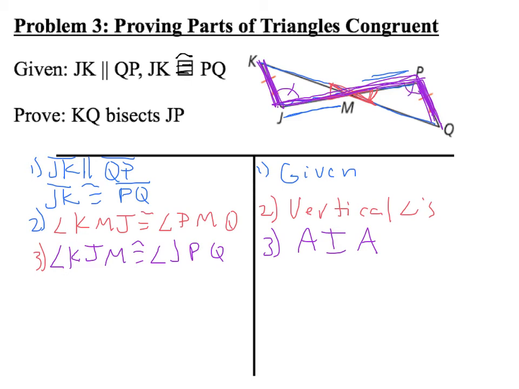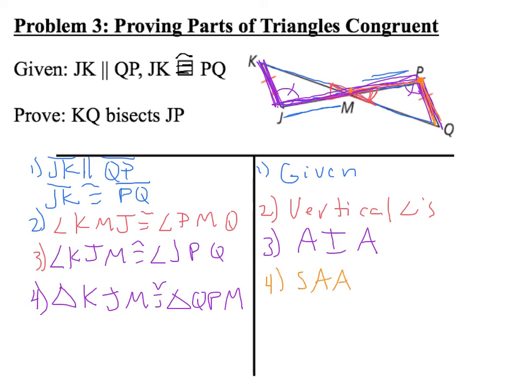Now if I look back at my picture, I have three things that are congruent. So I can say triangle KJM is congruent to triangle QPM. And the reason why, if I look at my triangle again, when I trace this out, here I have a side, and then I have an angle, and then I have another angle. So I'm going to say the reason I can do that is because of side, angle, angle.